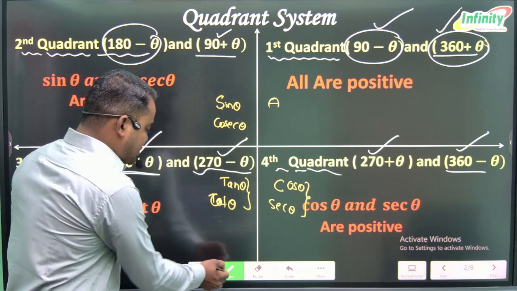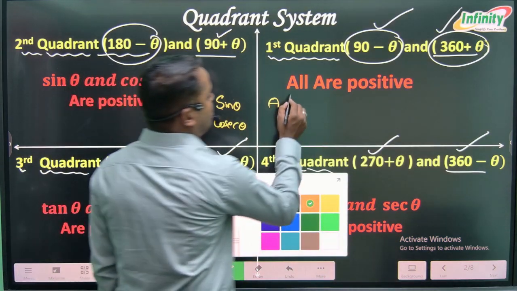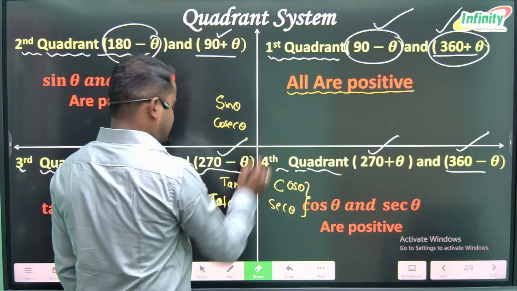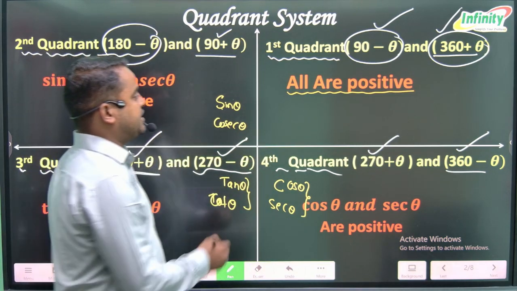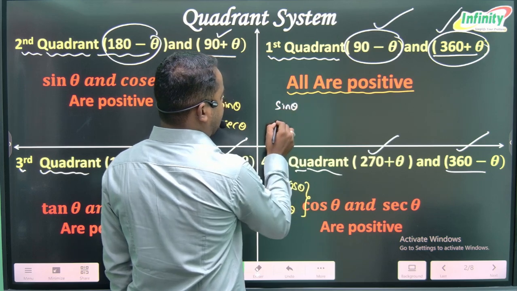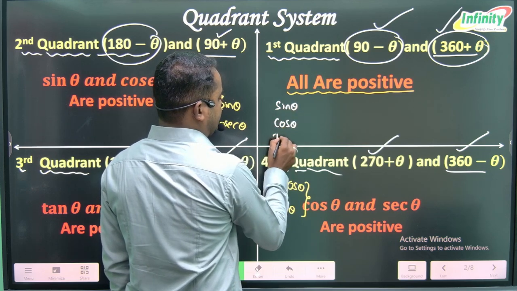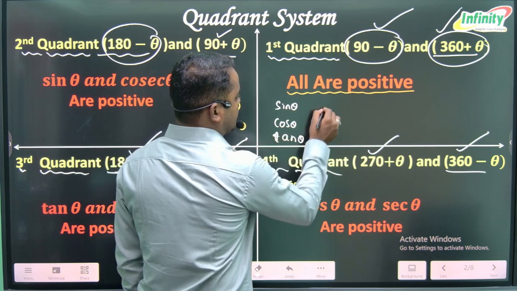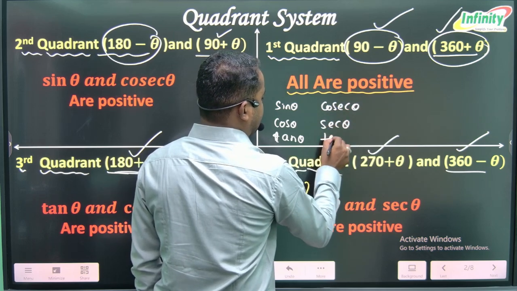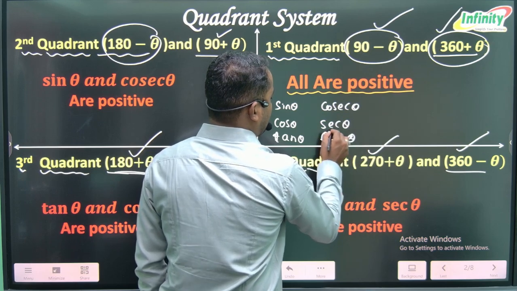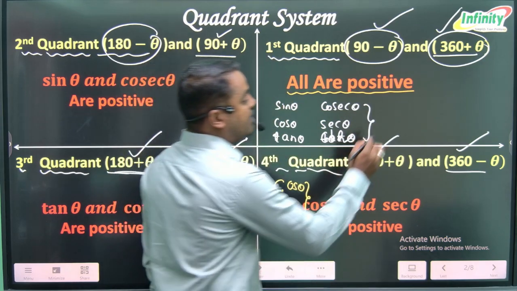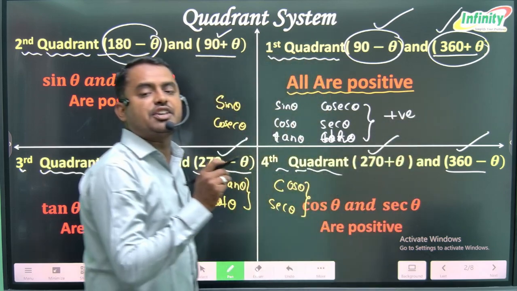And now in the first quadrant, look at it, this is very important here. In the first quadrant all are positive. All are positive means all trigonometric functions are positive. All trigonometric functions means sin theta, cos theta, tan theta, cosec theta, sec theta and cot theta. All the 6 trigonometric functions are positive in the first quadrant.